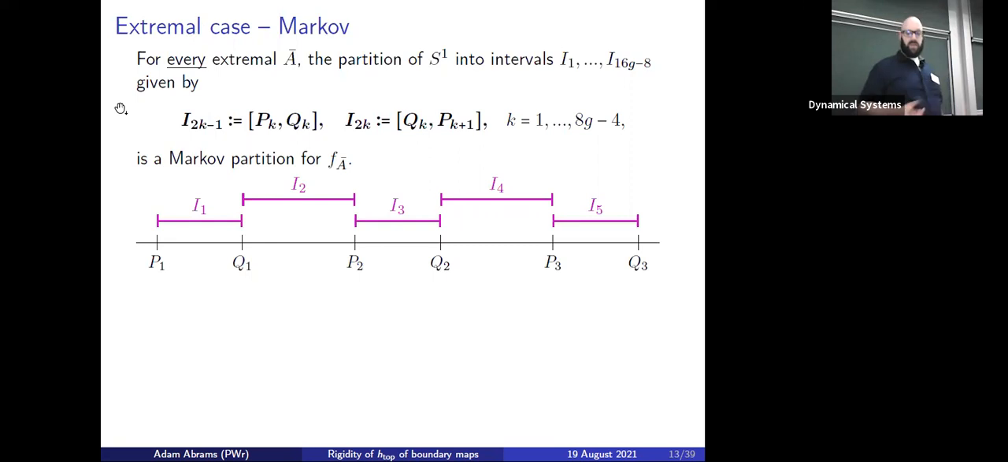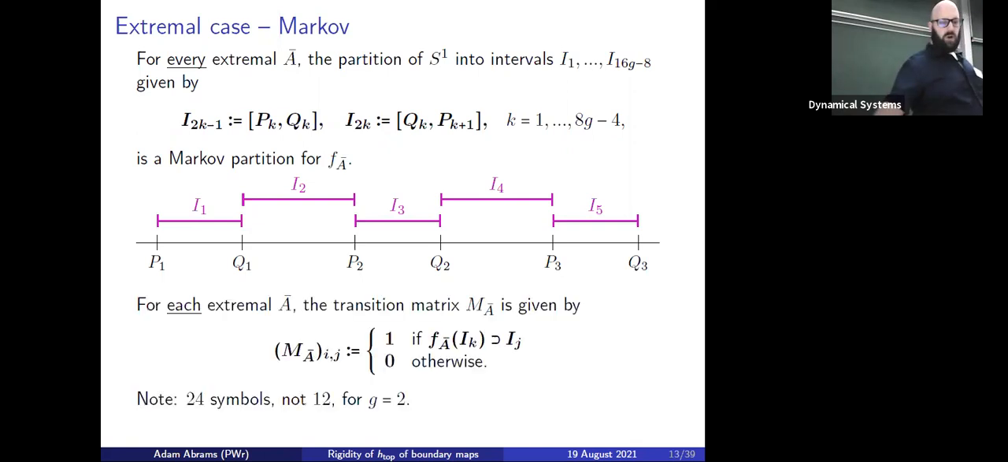Now, I mentioned that the original Bowen-Series map, and in fact, F_A for any extremal parameter is Markov. The Markov partition that we're going to use is just using all of the P's and Q's as boundaries of our intervals. Every extremal parameter gives you a boundary map that is Markov with the same Markov partition, but they're each going to have their own transition matrix. So we're using the same Markov partition, the same intervals, but the transition matrix is going to be different for each parameter.